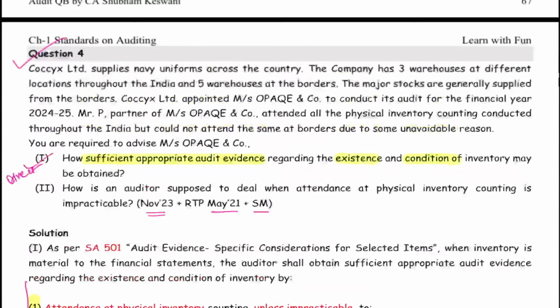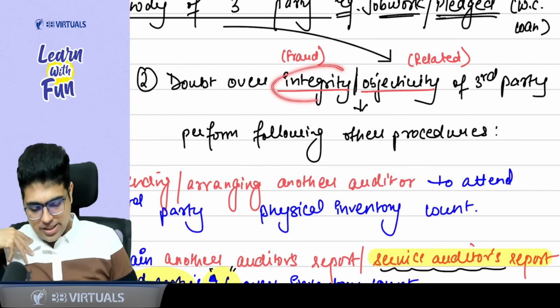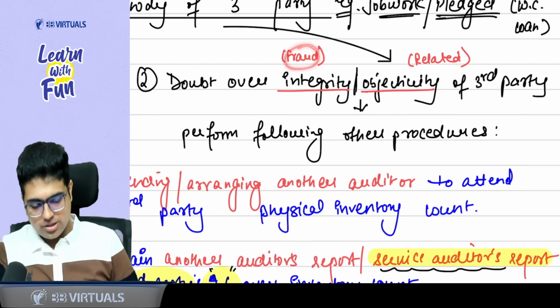Now, if you feel that third party and client are together, and you are not able to believe the third party, what do you do? That is what we are going to discuss now. If you have a doubt over the integrity, you feel the third party is a fraud, or you have a doubt over the objectivity, you feel it is a related party, then you do some other procedure. Now, sir, what are these other procedures?